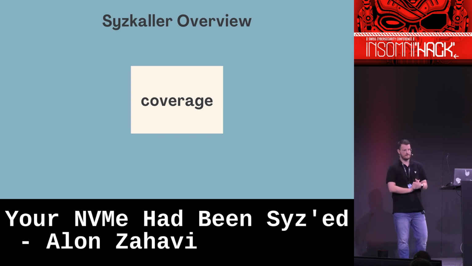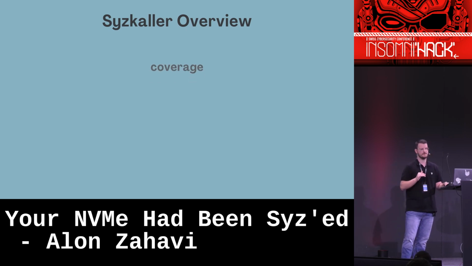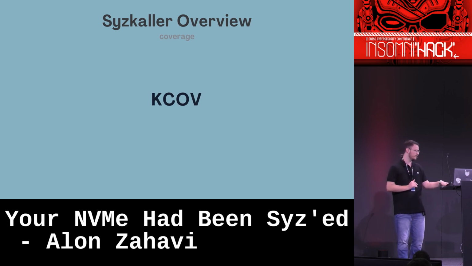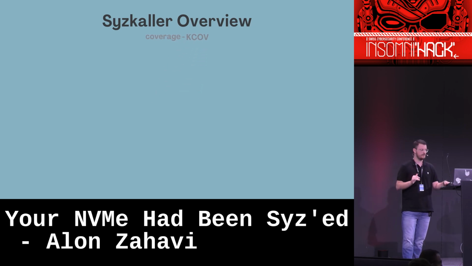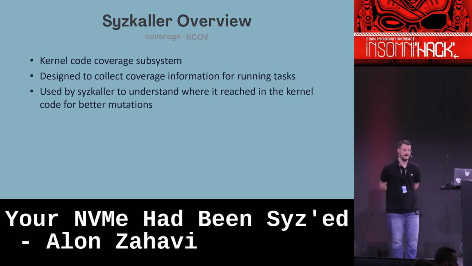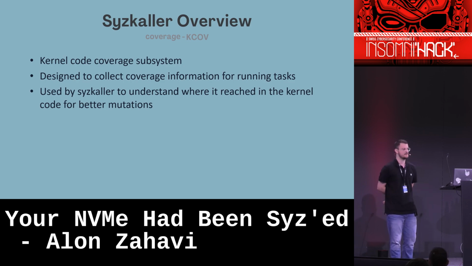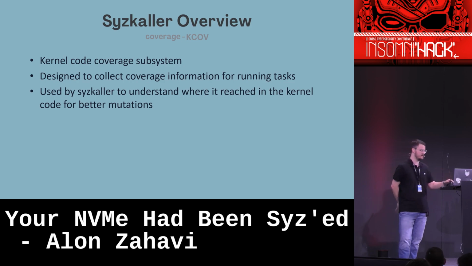But Syzkaller is a coverage-guided fuzzer, so we need to collect coverage. And inside the Linux kernel, we use the subsystem kcov. Kcov is a kernel code coverage subsystem designed to collect coverage from running tasks, and of course used by Syzkaller to know where its inputs got when executed, so it can generate new mutations and get to another part of the code.